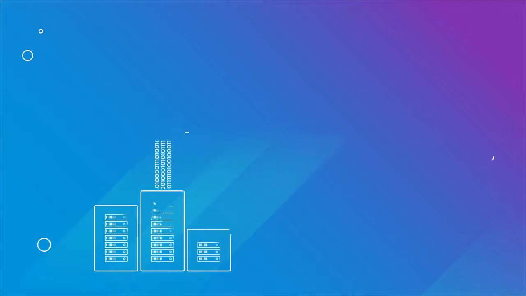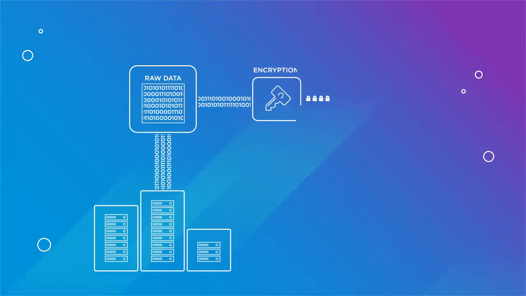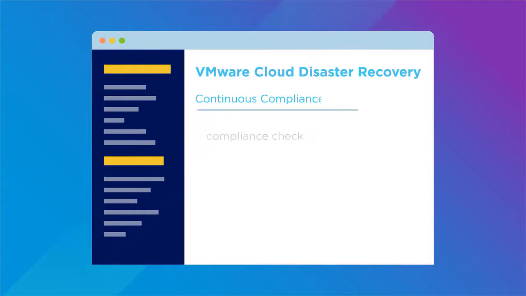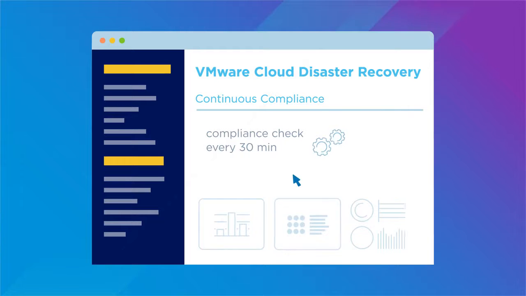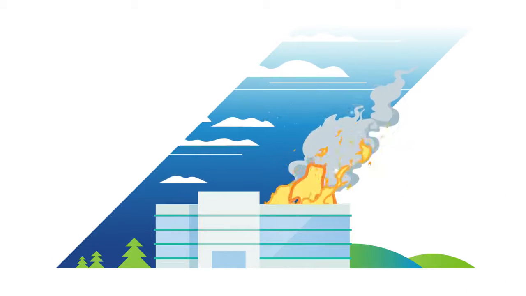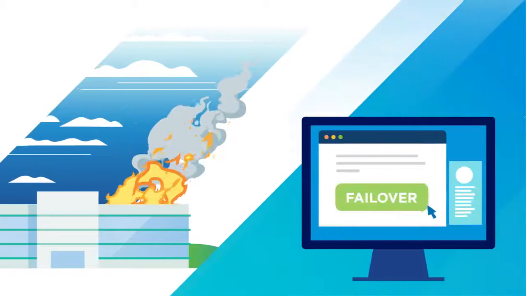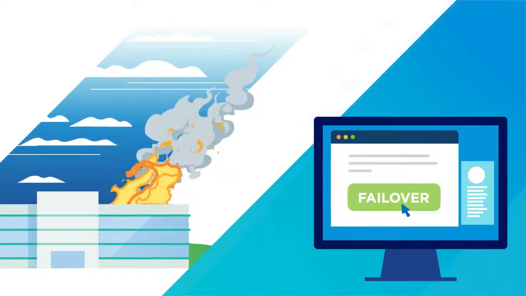These replicas are then encrypted and stored in their native VM format in the cloud. Compliance checks automatically run every 30 minutes to ensure your DR plan works when you need it. Non-disruptive recovery tests can be run as frequently as desired to reduce risk. When disaster strikes, just click a button to fail over to the cloud.